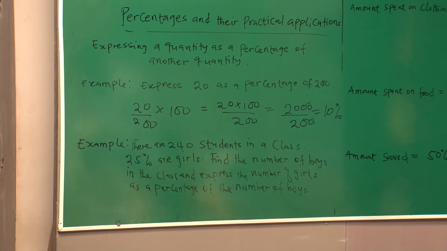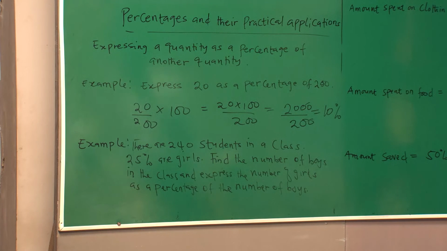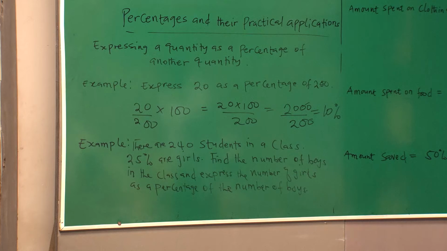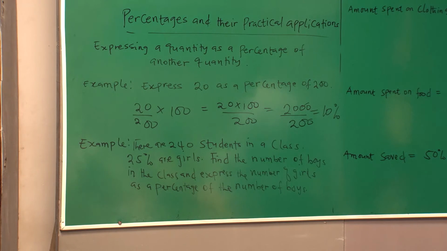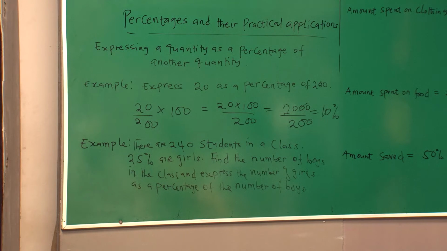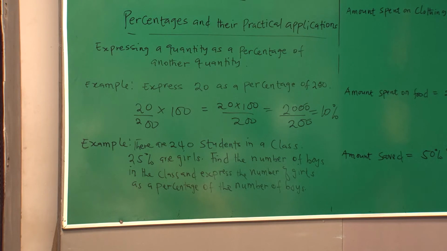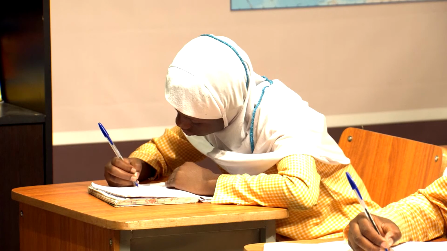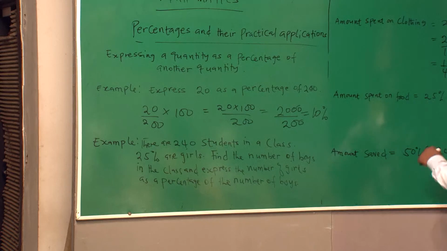So the number of girls are... Okay. So you can find the number of boys now. You are going back to copy the previous one. 25% are girls. So if you want to find the number of girls, what do you do? Let's look at it together quickly.